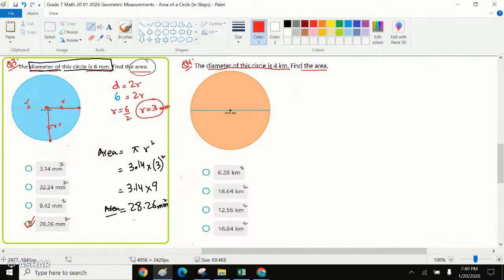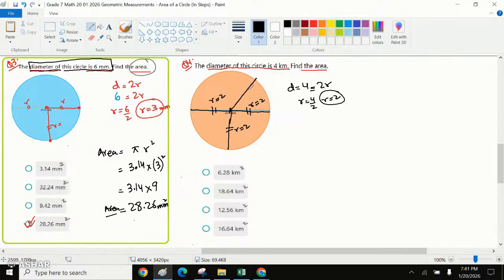Almost exactly the same, just the difference of the values. Same question as question number 3, right? The only difference is that the diameter was 4, which equals twice the radius. That means the radius would be 4 upon 2. The radius would come out to be 2. So we can say this is the radius, that is 2 kilometers. It's still 2 kilometers, right? So if we have the radius, we can simply substitute the values and find the area, right?